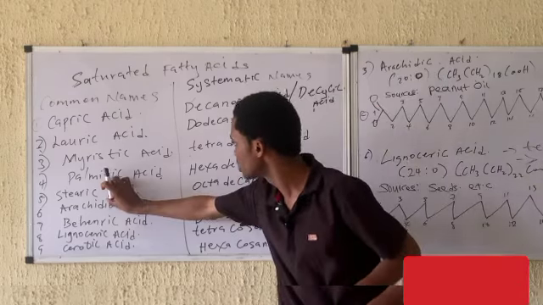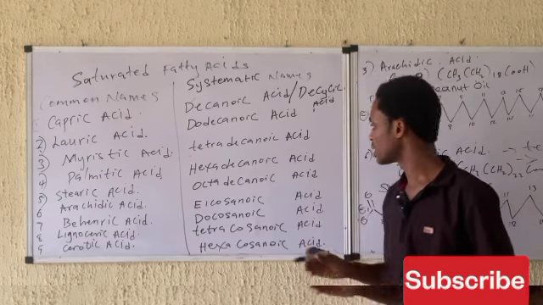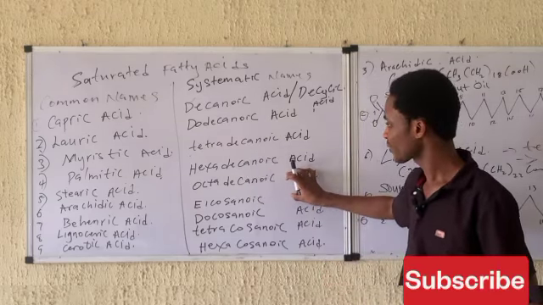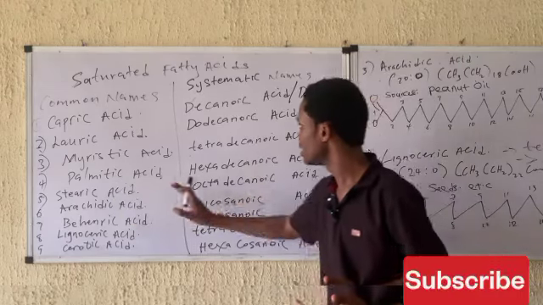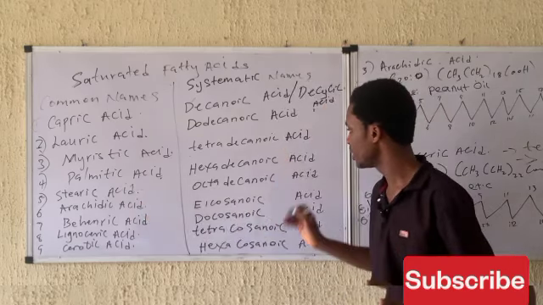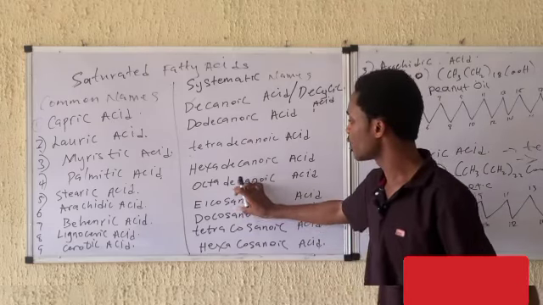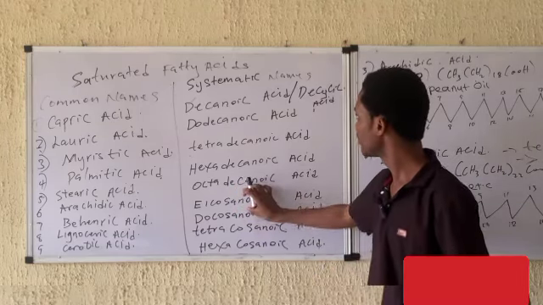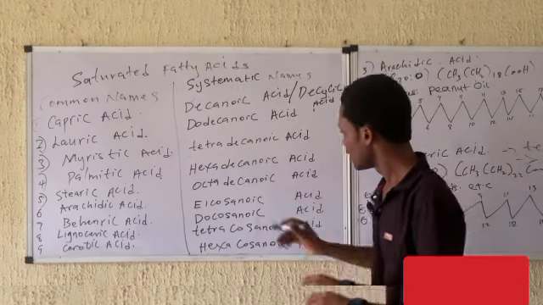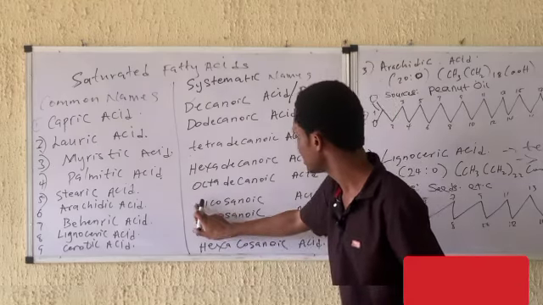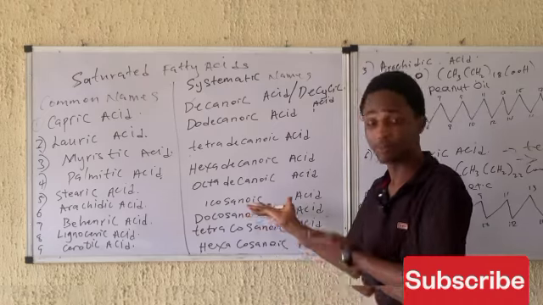The fifth here is stearic acid on the common names, while under the systematic name it is called octadecanoic acid. Now, we have number 6 here, arachidic acid, the common name, while under the systematic name it is called eicosanoic acid. See, this eicosanoic acid is the old name under the systematic names. While the current name, if you check the spelling very well, you see that this E is no longer there. So we can leave it like this.